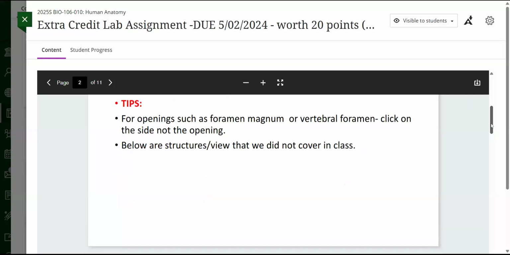Oh, yeah, some very important tips. When you are identifying openings, such as the foramen magnum or the vertebral foramen, click on the side of the opening, not the actual center of the opening. Okay, this actually drove me crazy because I was clicking right in the middle of the foramen magnum and I kept getting it wrong.